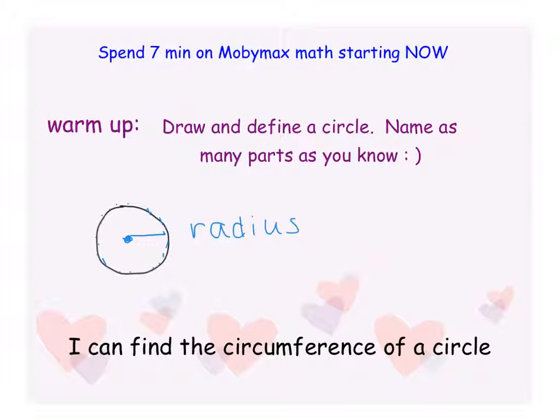If you have a line segment that goes all the way through, edge to edge through the center, that's called the diameter. And again, it is made up of a series of many points that are the same distance from the center. And eventually, maybe not in this unit, we're going to talk about how a circle is made up of 360 degrees. Did you come up with anything else?